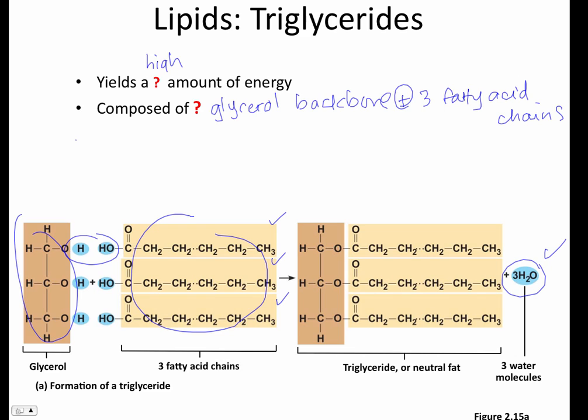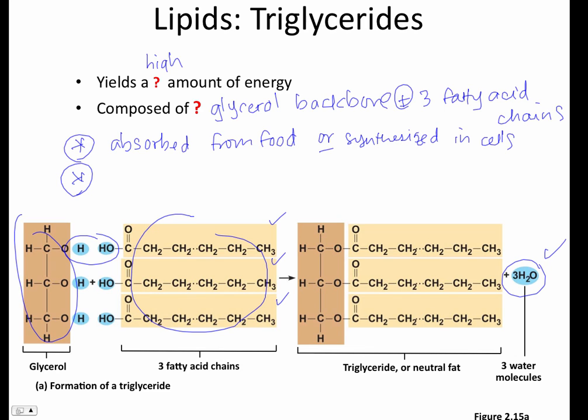Now, what other things are great about these triglycerides? It's absorbed from your food, or synthesized in your cells. And so sometimes if you absorb a lot from your food, you can break it down and store it, but then resynthesize it once you need it again. So remember that concept of homeostasis. And anytime we need it for other regions of our body, we can transport this to our blood for use in other cells.